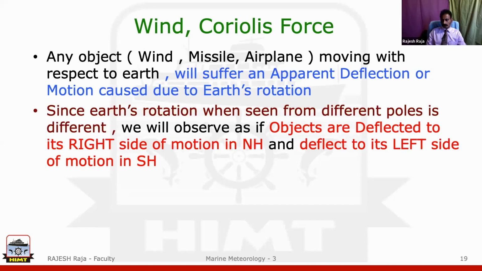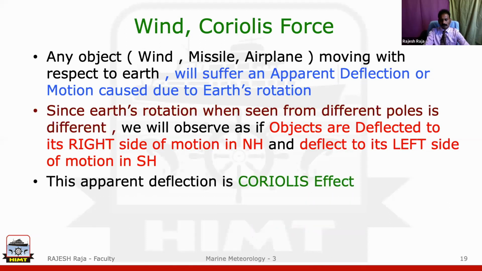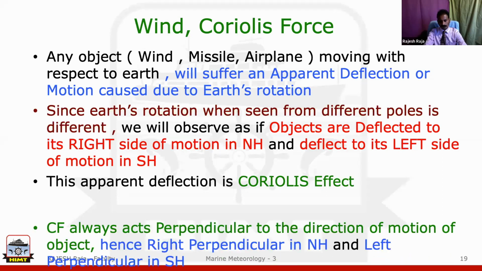And in the southern hemisphere, it gets deflected on the left side. And this right and left difference is because of your counterclockwise and clockwise. I'll show you some pictures which will clarify this. Now, this apparent deflection is called the Coriolis effect. It was explained, so that is why it has been given a name.